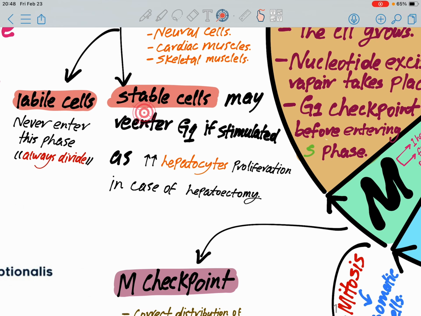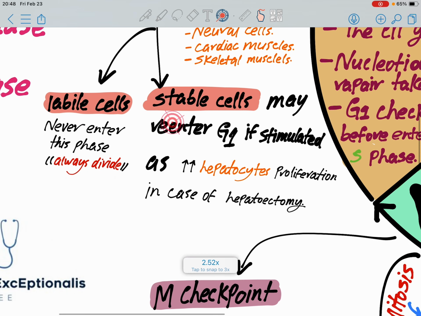The second one is the stable cells. The stable cells are those cells which most of the time enter the growth 0. However, they may enter growth 1 if they are stimulated by any stimulators. For example, in a patient with hepatectomy, the hepatocytes increase their proliferation and their DNA replication and duplication to compensate for the loss of the liver. They are also called the quiescent cells.